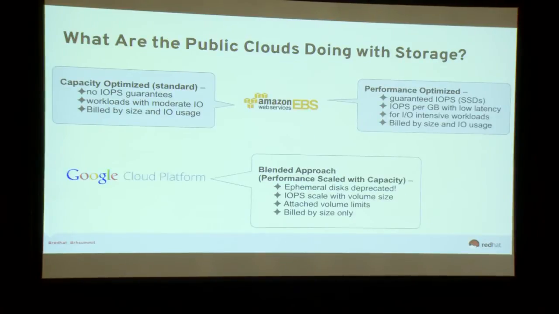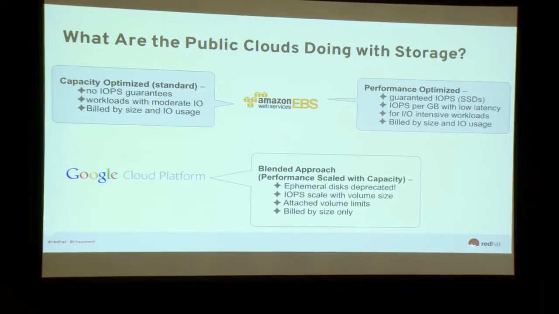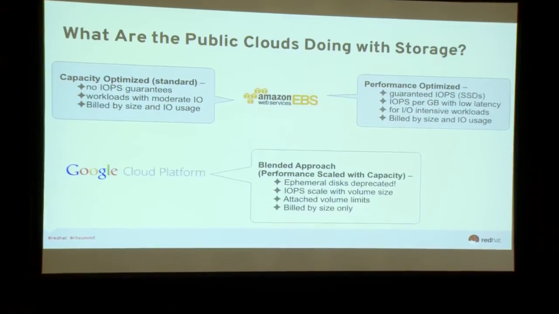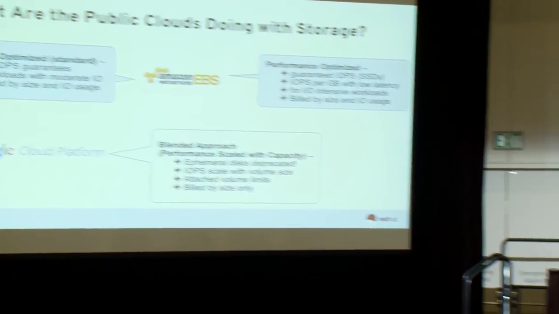So just before we get there, we're going to talk about what a couple of popular public cloud providers provide today. So we look at Amazon and we look at Google Cloud Platform. If you look at Amazon, they offer two basic storage options for you. One is on the left, which is the capacity optimized. This is for your general purpose workloads. There are no IOPS guarantees there. They charge per gigabyte and also per million requests. And so you're basically billed by size and IO usage.